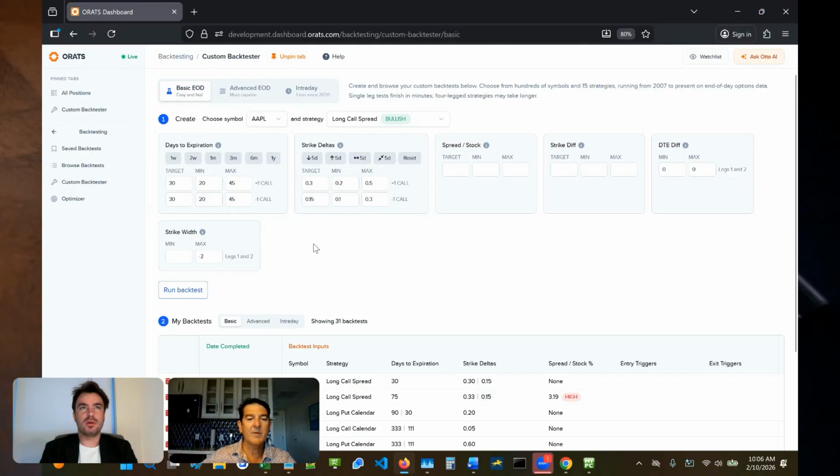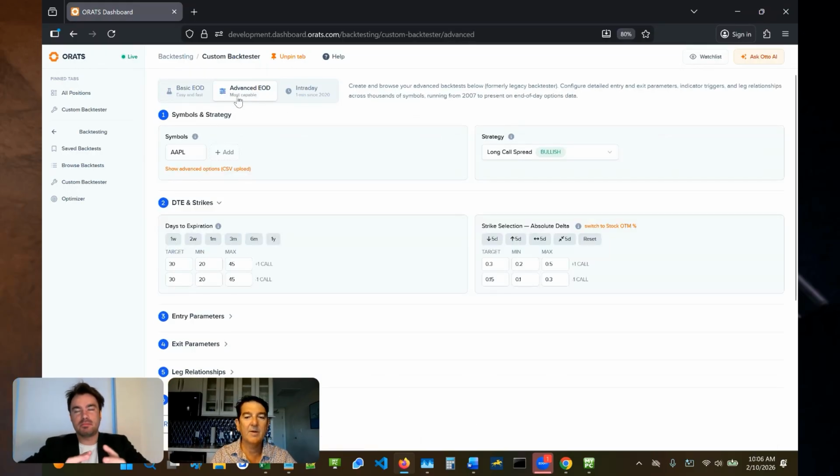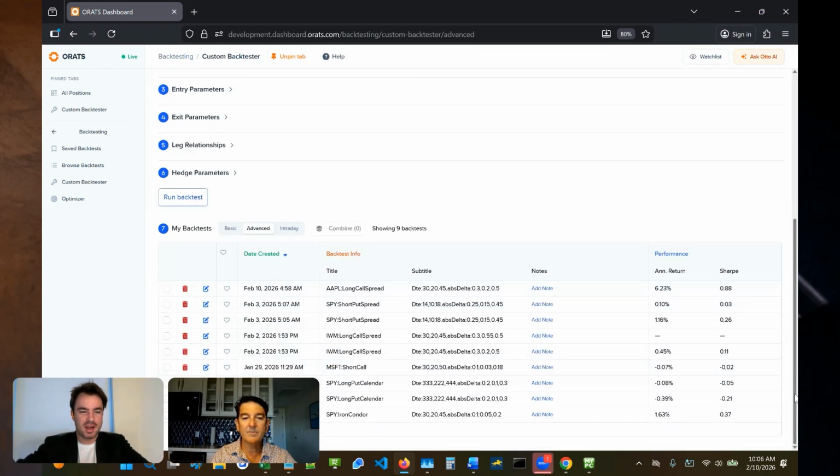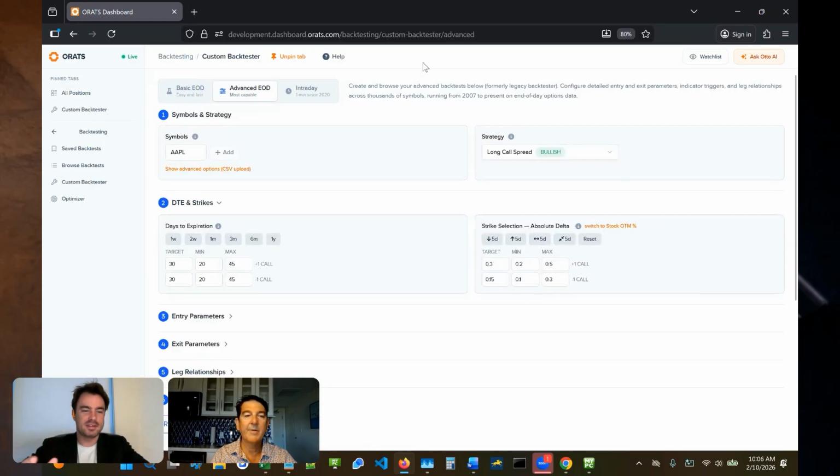Right. So this is the basic backtester, right? So we're only seeing a subset of inputs and a subset of strategies that you can run here. But yeah, I mean, these entry parameters are kind of like the bread and butter of the strategies. Like you kind of have to understand those if you want to send more advanced custom backtests.